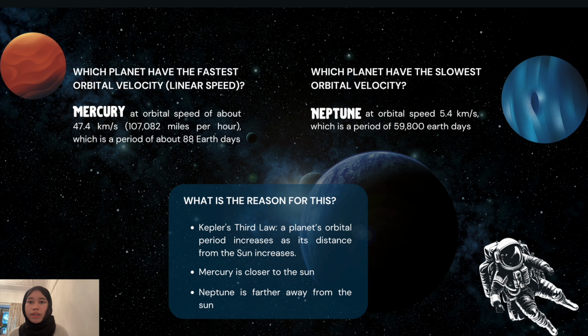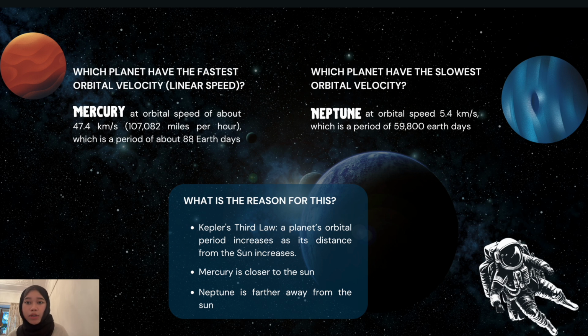Kepler's third law explains that a planet's orbital period increases as its distance from the sun increases. The planets closest to the sun, like Mercury, experience a stronger gravitational pull, causing them to orbit faster. Planets like Neptune experience a weaker gravitational pull from the sun because they are farther away. As the distance grows, the gravitational force decreases, causing the planet to move more slowly in its orbit.